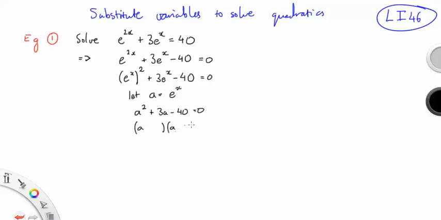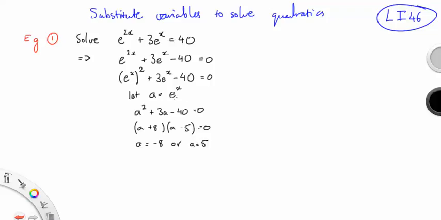Alright, what could those numbers be? Let's see. Well, 20 and 2, no. 10 and 4, no. 8 and 5, maybe. Maybe plus 8 and minus 5 equals 0. Let's check that. 8 times negative 5 is negative 40. 8 minus 5 is 3. So that means a equals negative 8 or a equals 5.